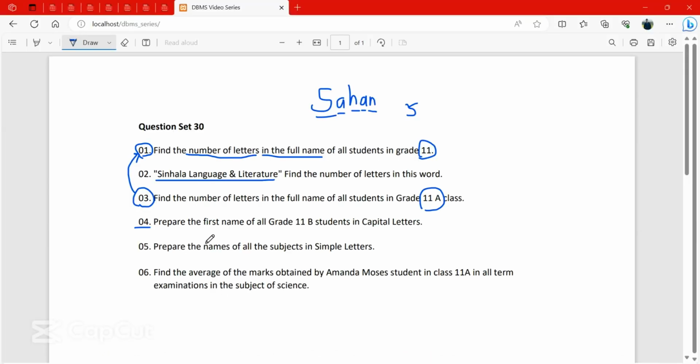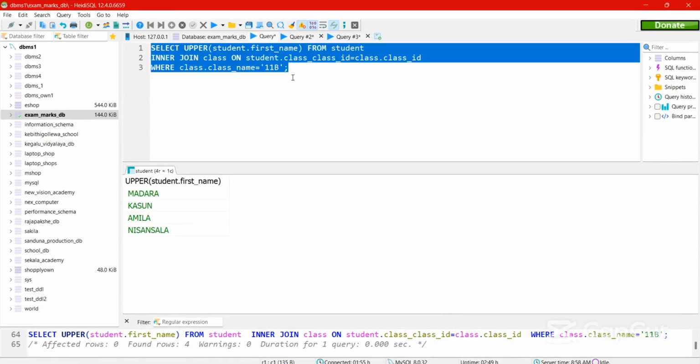Let's see the fifth one. Prepare the names of all subjects in simple letters. In the fifth question, they have told us to get the results in simple letters, but in the fourth one, they have told us to get the results in capital letters. So let's do the fifth one.